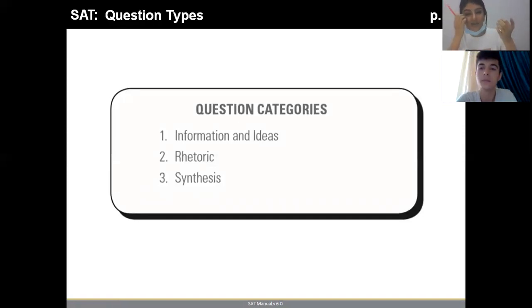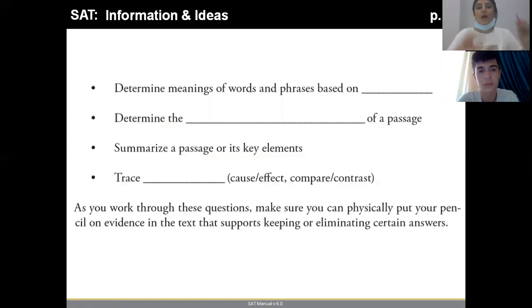Do you know what information and ideas involves? No? Okay, let's identify. Information and ideas questions require you to determine the meanings of words and phrases based on what? A passage, maybe. Very good, based on the passage. The second one requires you to determine the main idea of the passage.